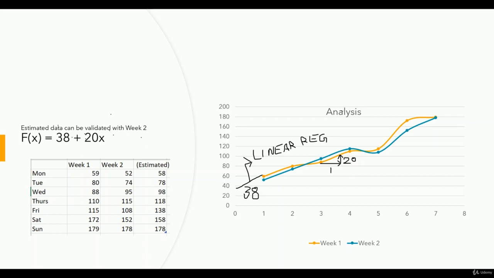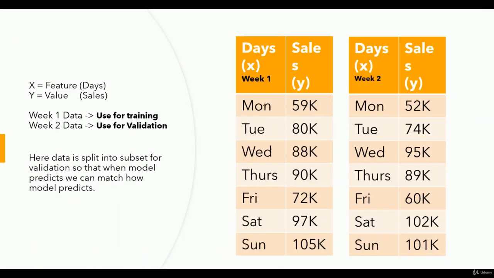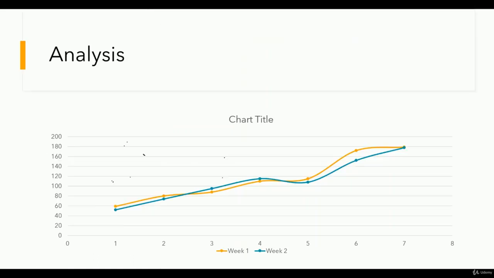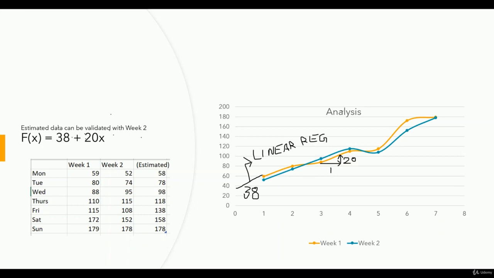I will explain again. In this we have these days, week 1, week 2. Week 1 is for training, week 2 is for validation. Once we have that, we have a graph like this. We're going to use the yellow line for the training, and week 2, that is the green line, for validation. So what I did, I just matched my yellow line to the end of the vertical line, that is the 38 value. That value is known as linear regression. So I put f(x) equals 38 plus 20x.